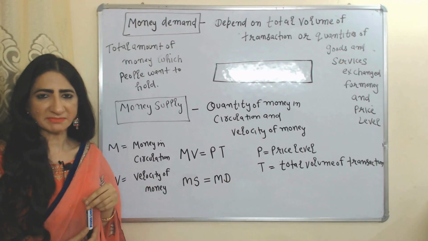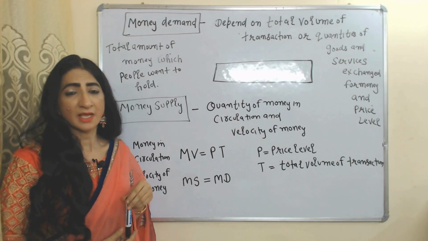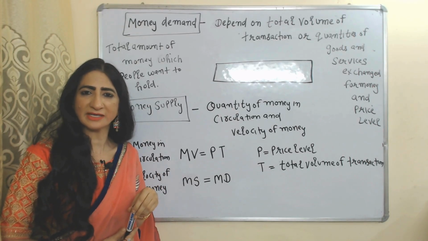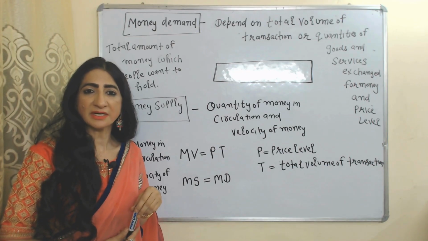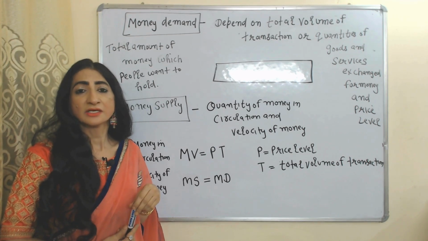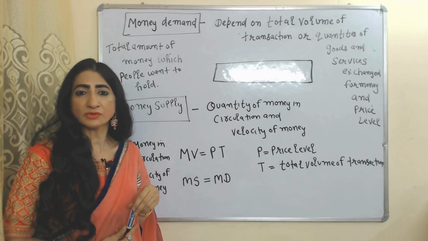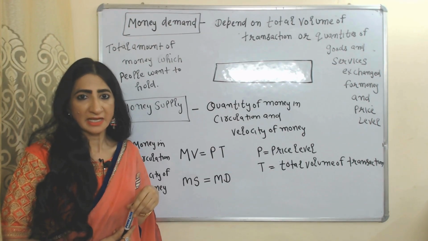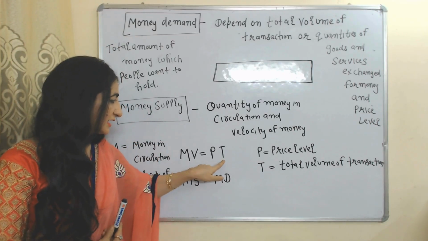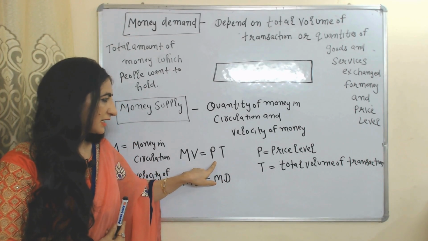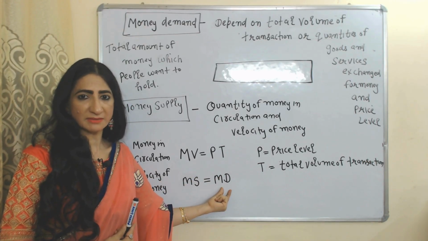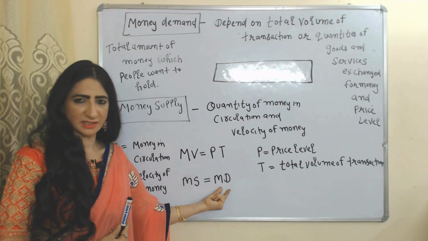Now we will see money demand and money supply according to this theory. According to this theory, money demand depends on the total volume of transactions and price level. Total volume of transactions means the amount of goods and services exchanged for money. Here T represents total volume of transactions and P represents price level. That's why this part represents money demand.